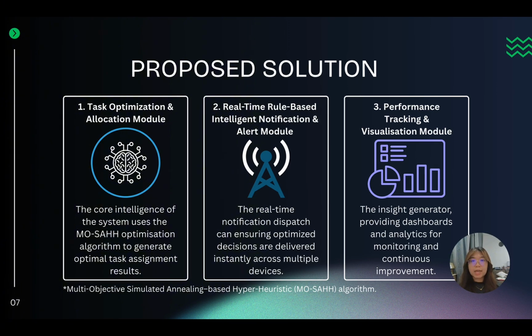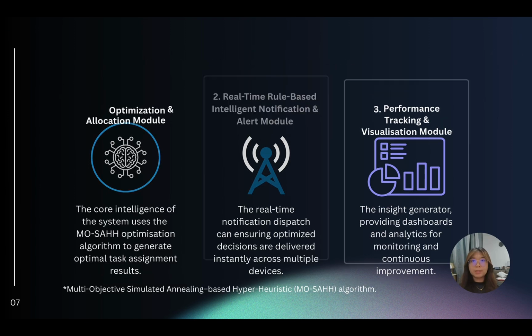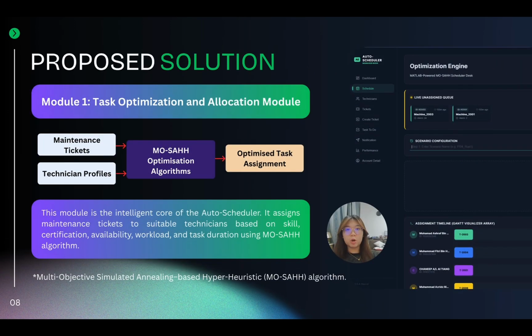Now we come to the proposed solution, which consists of three main modules. The first module is the task optimization and allocation module, which is the core intelligence of the system. It uses the MOSAHH algorithm to generate optimized task assignments. The second module is the real-time rule-based intelligent notification and alert module, which ensures assigned tasks and alerts are delivered to technicians in real time. The third module is the performance tracking and visualization module, which provides dashboard and analytics to support monitoring and continuous improvement.